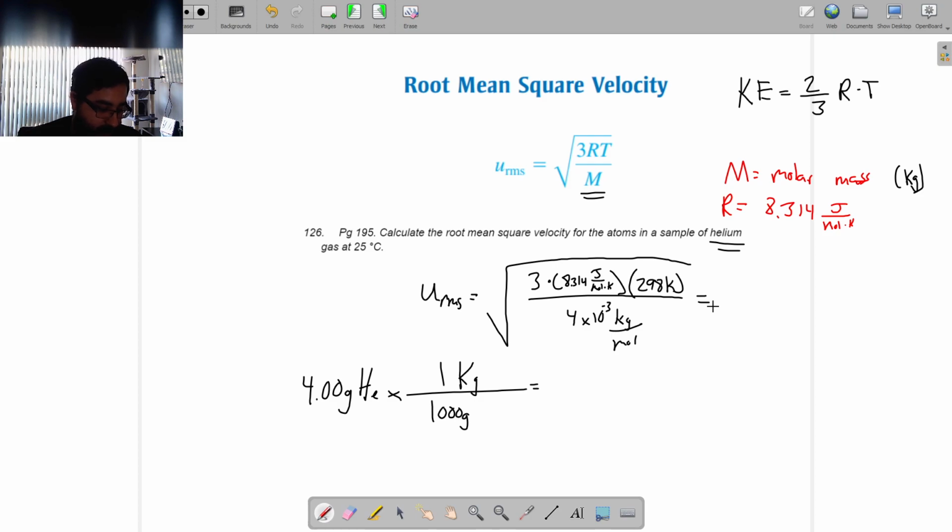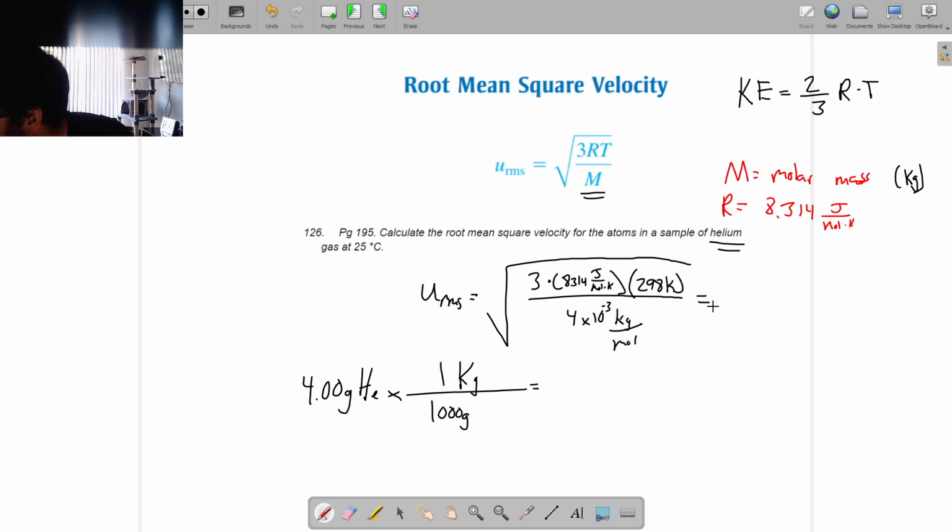So let's take the square root of it. 3 times 8.314 times 298. I've got to divide by 4 times 10 to the negative 3. And I get 1.192, and I'm going to check my math.